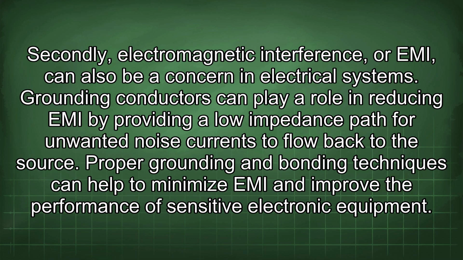Secondly, electromagnetic interference, or EMI, can also be a concern in electrical systems. Grounding conductors can play a role in reducing EMI by providing a low impedance path for unwanted noise currents to flow back to the source. Proper grounding and bonding techniques can help to minimize EMI and improve the performance of sensitive electronic equipment.